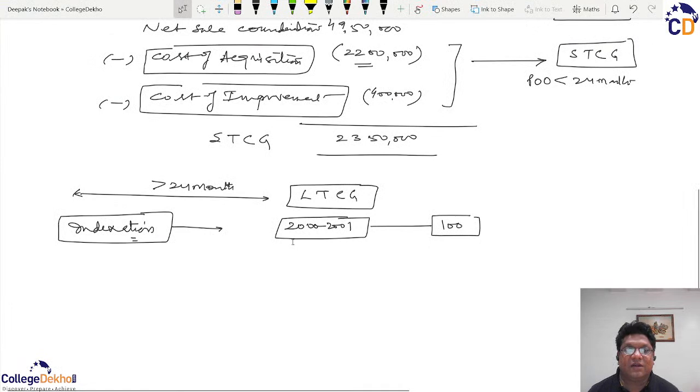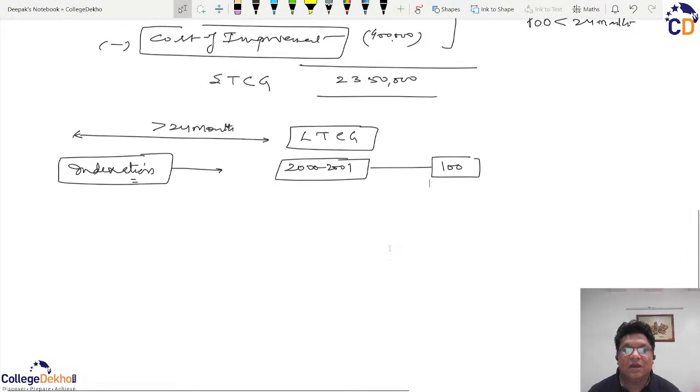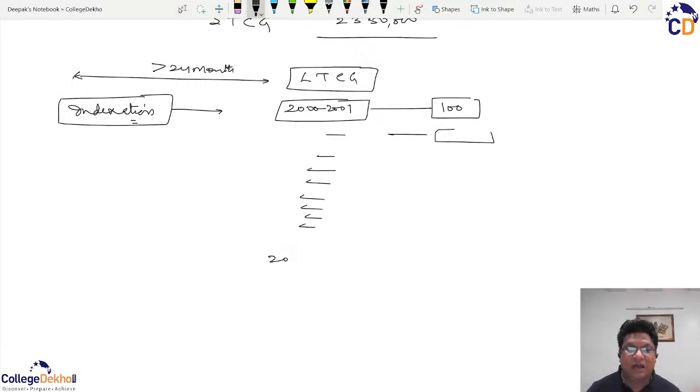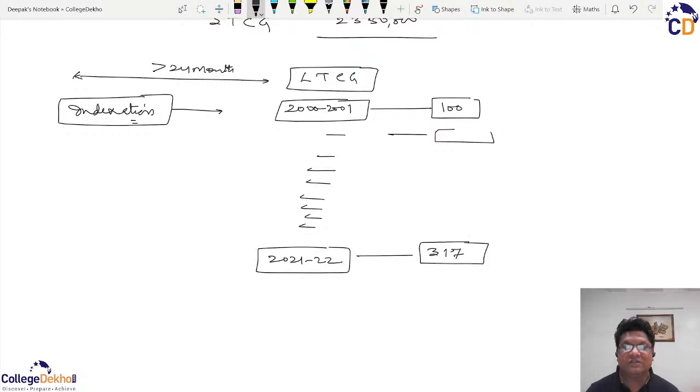So they have taken the previous year 2000-2001 as the base year, and each year onwards they are providing an equivalent value for each financial year that moves onwards. And our previous year 2021-22 has been given an equivalent value of 317.